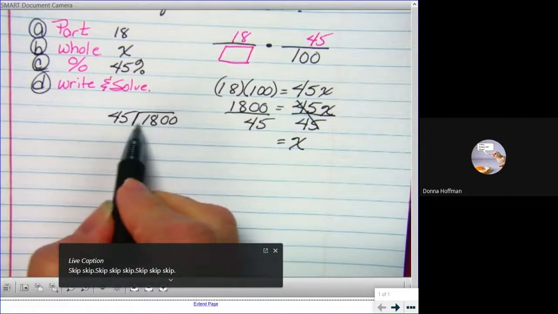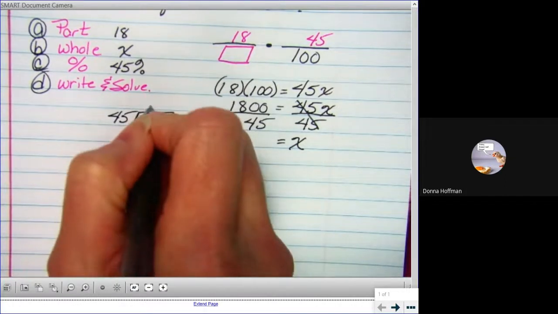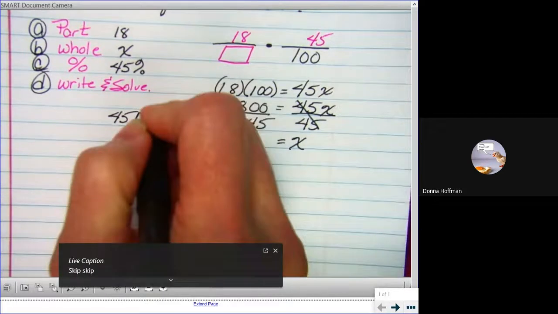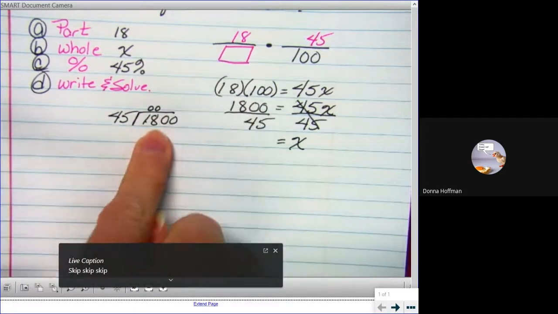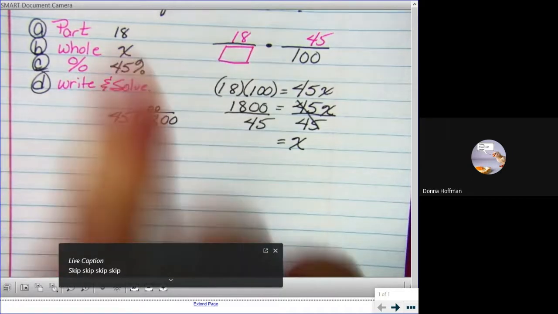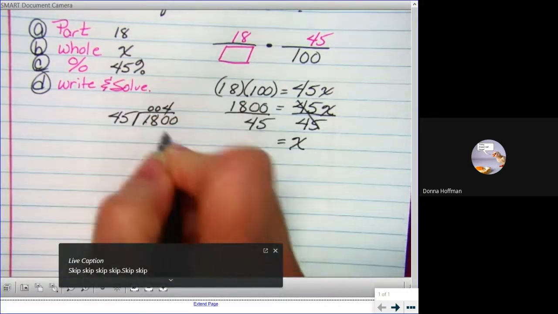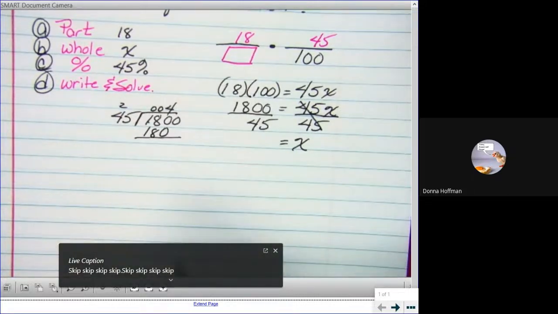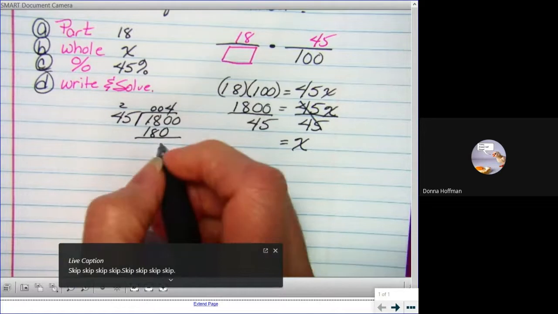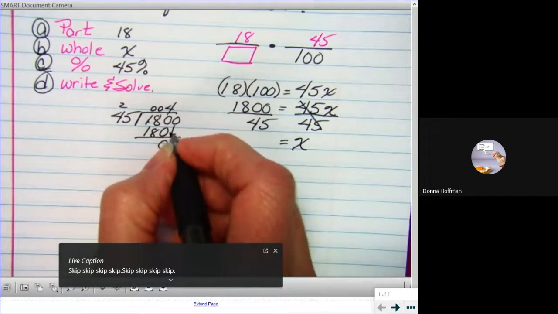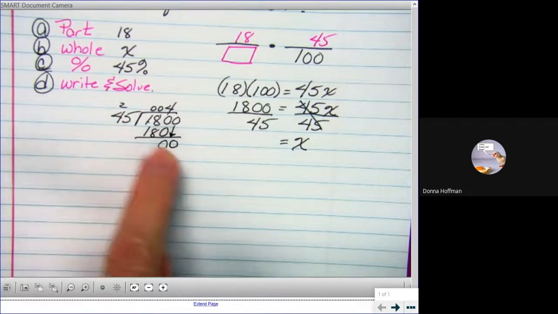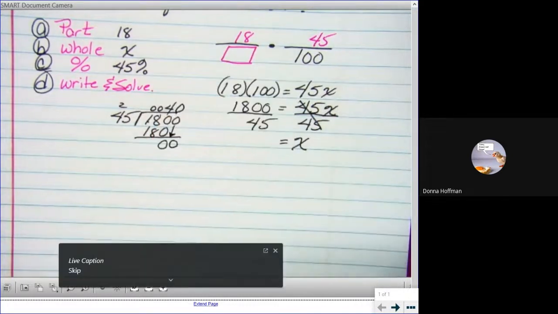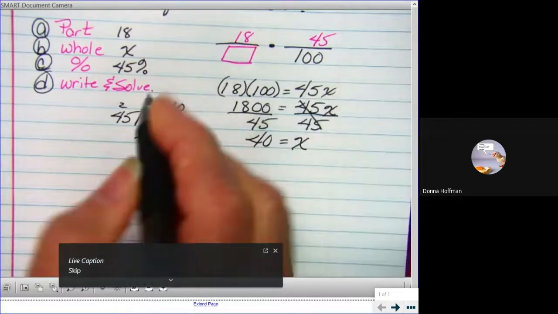How many sets of 45 can you get out of 1? Nothing. How many sets of 45 can you get out of 18? Nothing. How many sets of 45 can you get out of 180? 4. 4 times 45 is actually 180. And check this out. When I bring this 0 down here, how many sets of 45 do I get out of 0? None. So what's my whole number? 40.